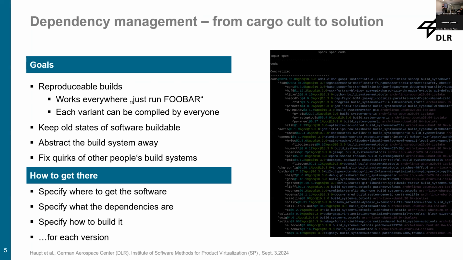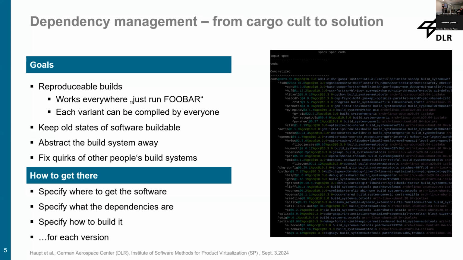Of course, this also allows us to have all the old configurations of the code compilable with our package tool, because inside the package tool, we have the configuration of the former time. It also abstracts the build system away, which allows the user to use the tool without having any idea how the build system itself works. And it allows us as the developers of these packages to also fix quirks or issues with the build system in our packages.